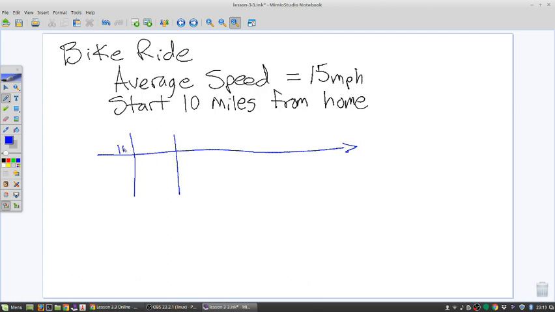And so let's say my home is over here, and I drive my car and park over here and pull out my bicycle, and then I'm going to go for a bike ride that way. And then I started 10 miles from home. Now once I jump on my bicycle and start biking, I can average about 15 miles per hour.